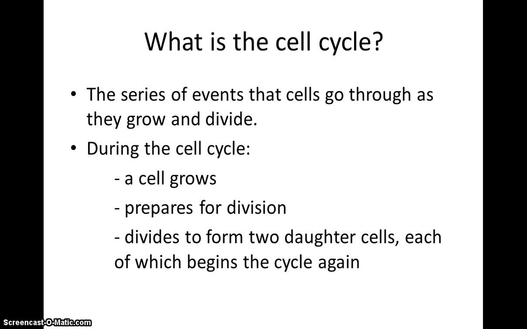Like I said, there's going to be several things that happen. So the first is the cell's going to grow. And we know that when it gets too big, then it's going to have to divide, so it will prepare for that division. And then finally, it will divide to form 2 what are called daughter cells. So just like a mom and a dad have a daughter, it's the same type of thing here. You have one cell that makes 2 daughters, and each of those can then begin the cell cycle themselves. So you can see this goes on and on and on, and this is how things stay alive.